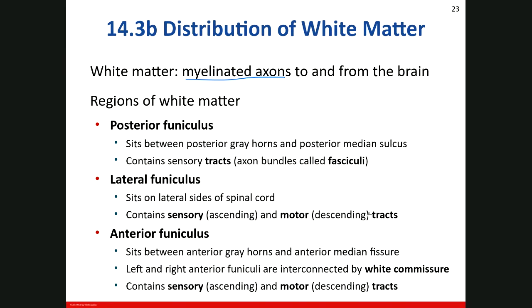And in the anterior funiculus, which is located between the anterior gray horn and the anterior median fissure, we have both, again, sensory and motor tracts. It means that we have ascending and descending. So your lateral and anterior funiculus contain sensory and motor tracts, but in the posterior funiculus, you only have sensory tracts.